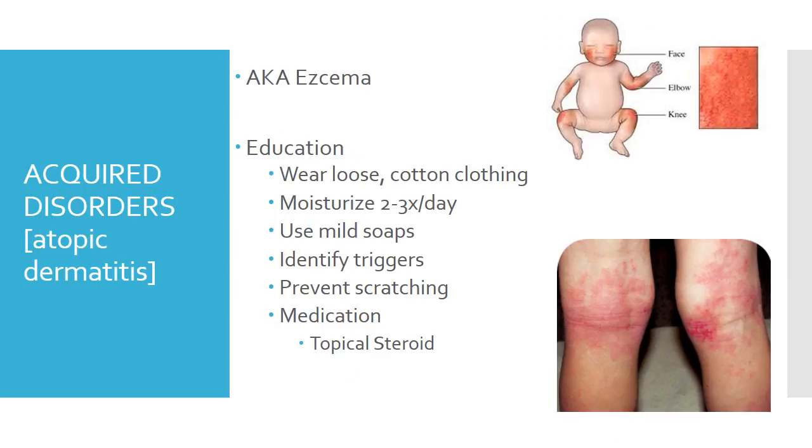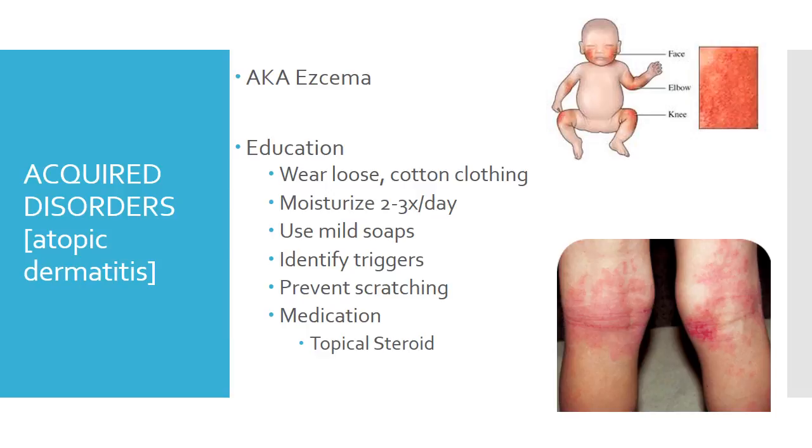So another type of dermatitis I think you have heard of is atopic dermatitis, which is also known as eczema. So atopic dermatitis is actually a type of eczema. There are different types of eczema, and atopic dermatitis is one of them.